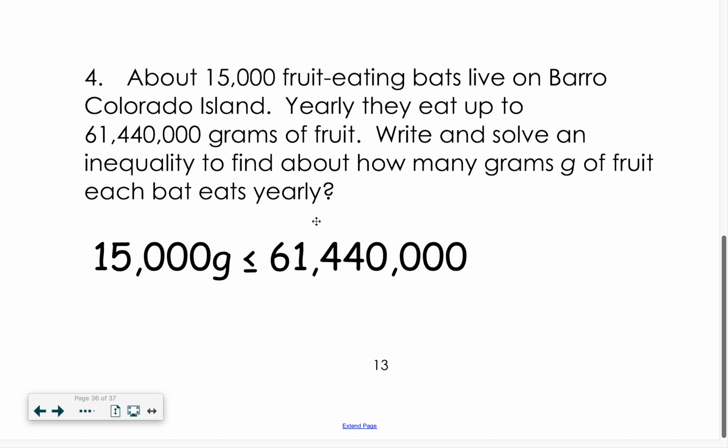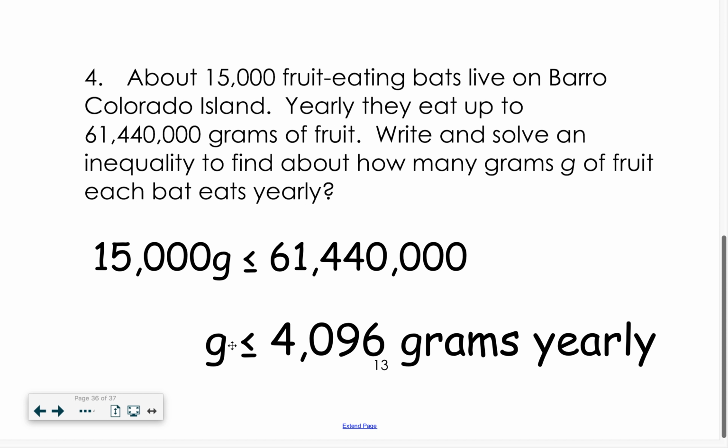Now when I go to solve this, I divide by 15,000 each, and I get G is less than or equal to 4,096 grams yearly. You'll notice I did not flip my sign because I did not multiply either side or divide either side by a negative number. So therefore, I get that as my answer.